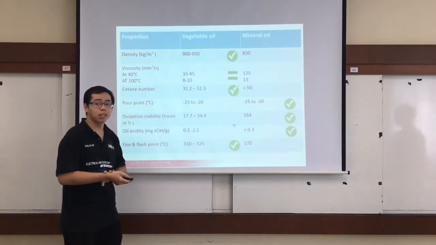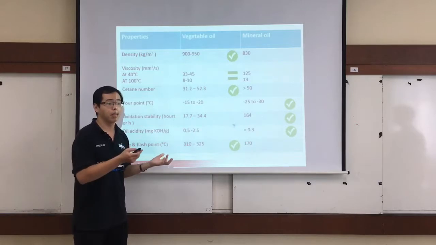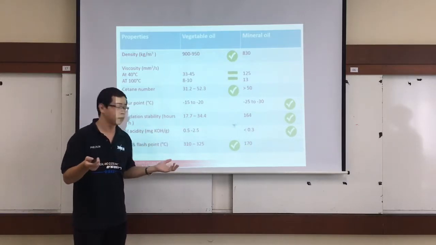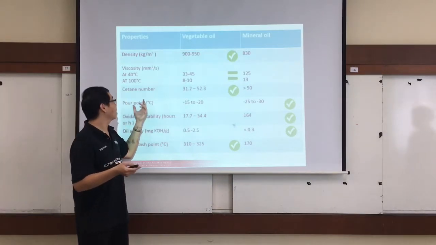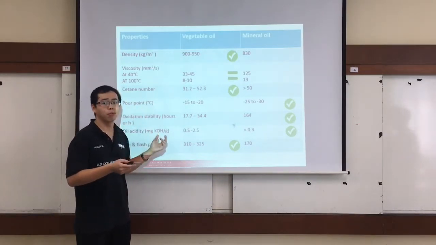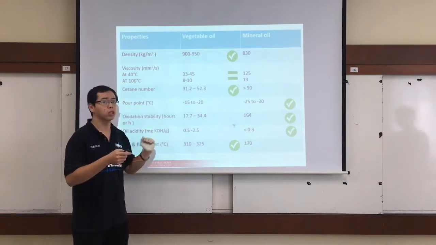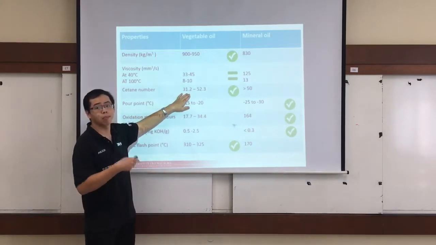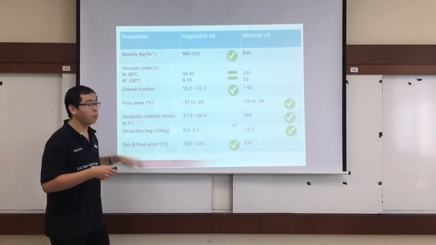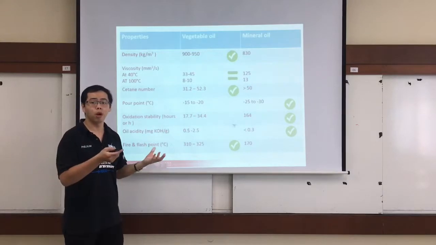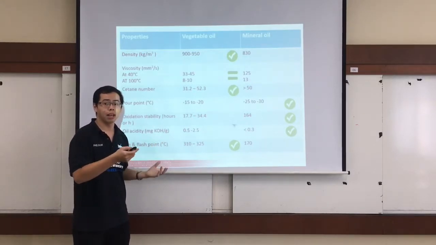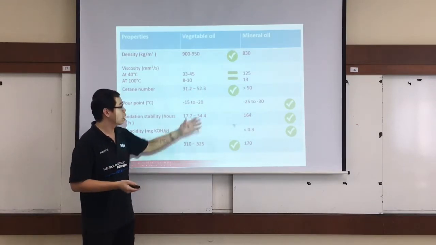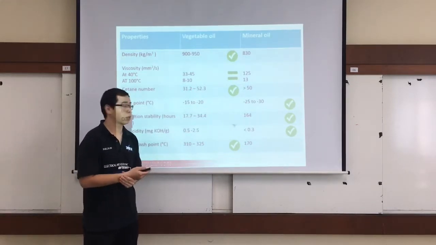Then the cetane number will determine the ability of the oil to ignite at certain temperatures. It means the flammability. With a lower cetane number, we have a lower chance of ignition. That's why vegetable oil with a lower cetane number is better than mineral oil. And then the pour point. Pour point means the ability of the transformer oil to cold start or operate at lower temperatures. The lower the temperature, the better. In this case, mineral oil is better than vegetable oil.